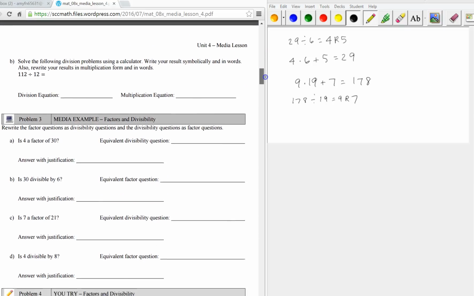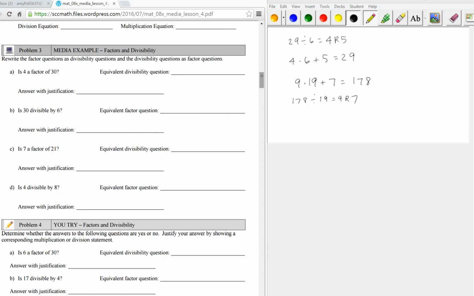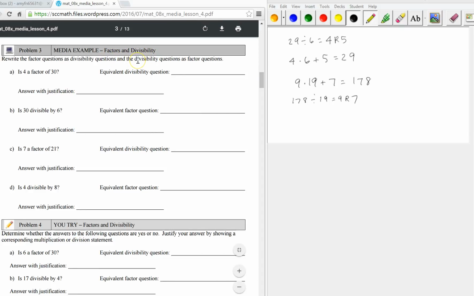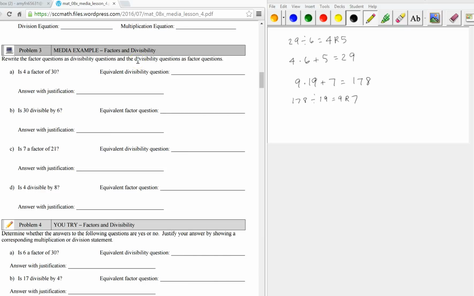Looking at the next section, we define factors and divisibility. Basically we say that a factor is when the product of 2 numbers equals a number exactly. So this would basically be 0. Divisibility, there's no remainder, so this is 0. Again, we want to connect and contrast this word factor and divisibility.